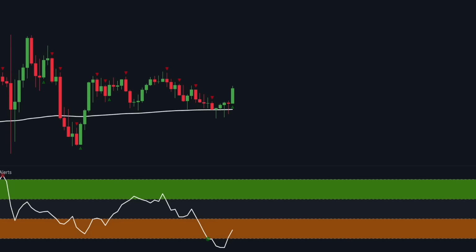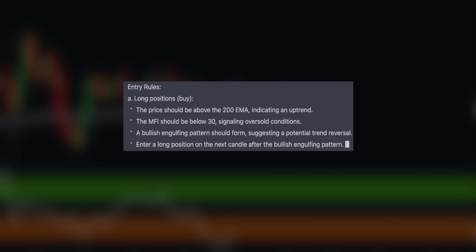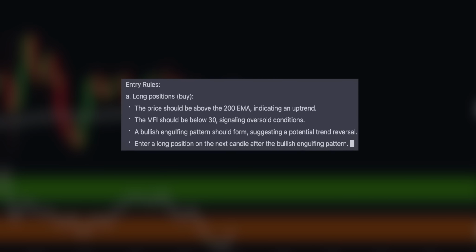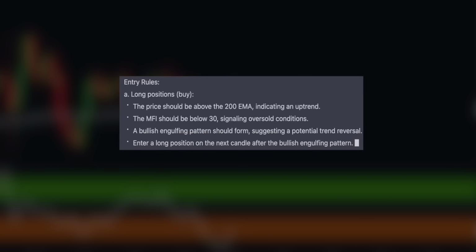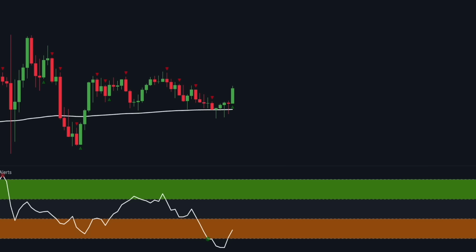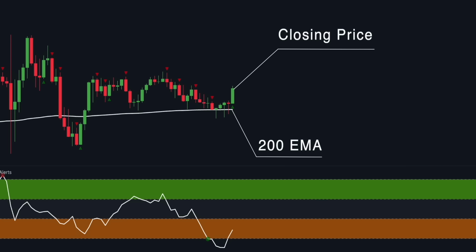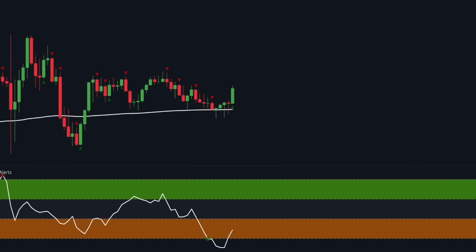Now once we have all the indicators on the chart, let's proceed to the entry conditions. For a long trade, ChatGPT suggested that we should first identify a bullish trend. As we already know, a bullish trend is present when the price is moving above the 200 EMA. The next condition is to have the money flow index oversold. This is confirmed by a green circle.